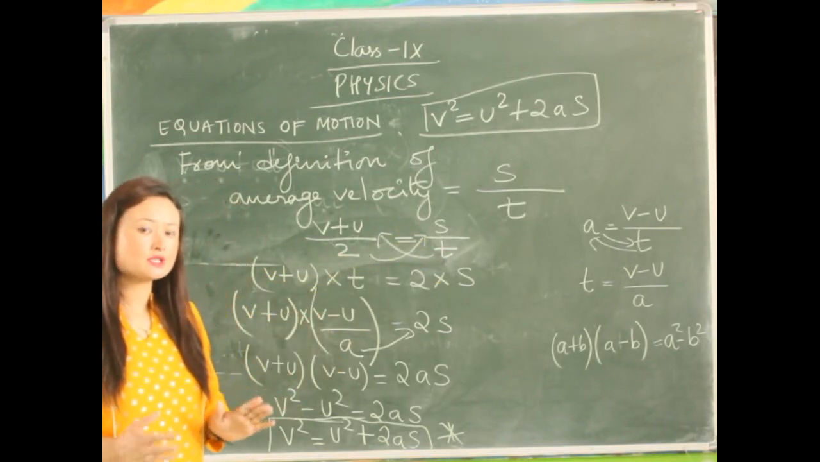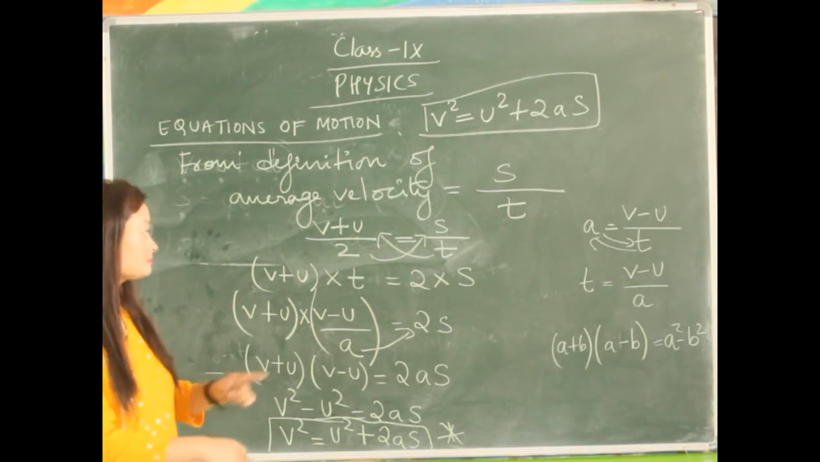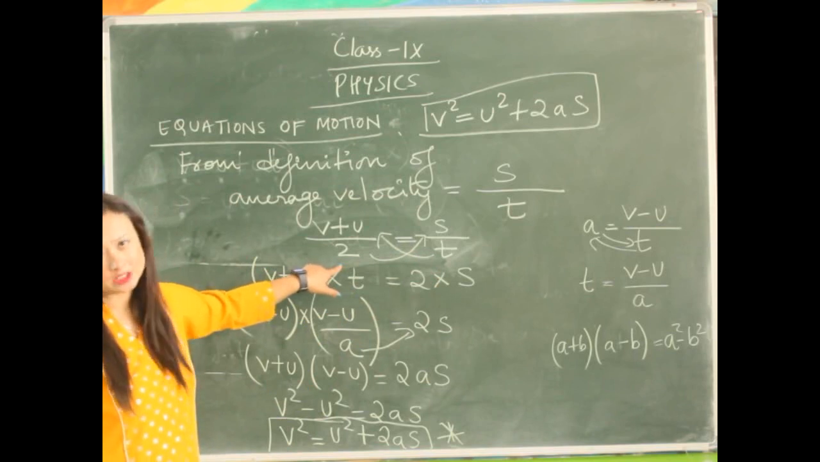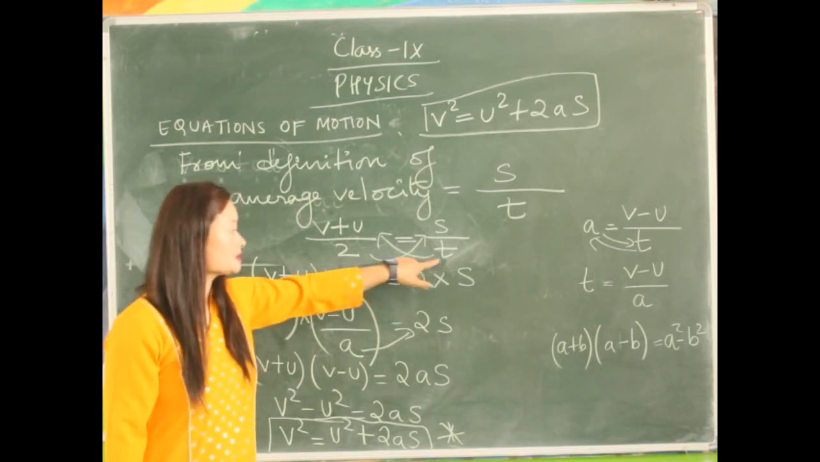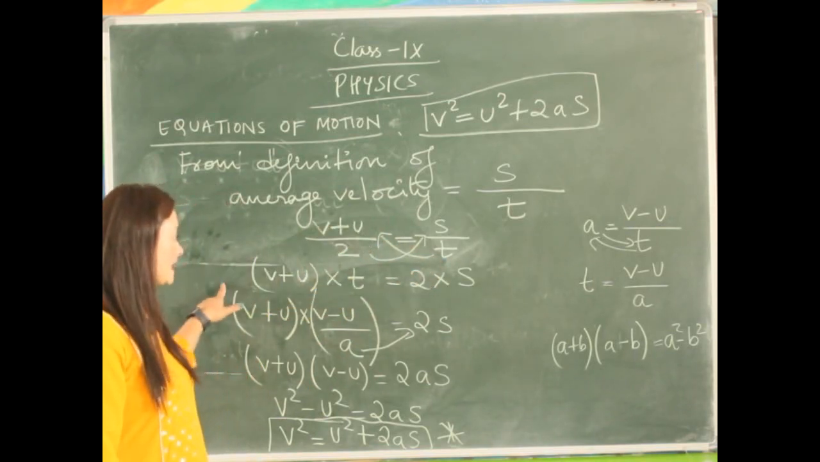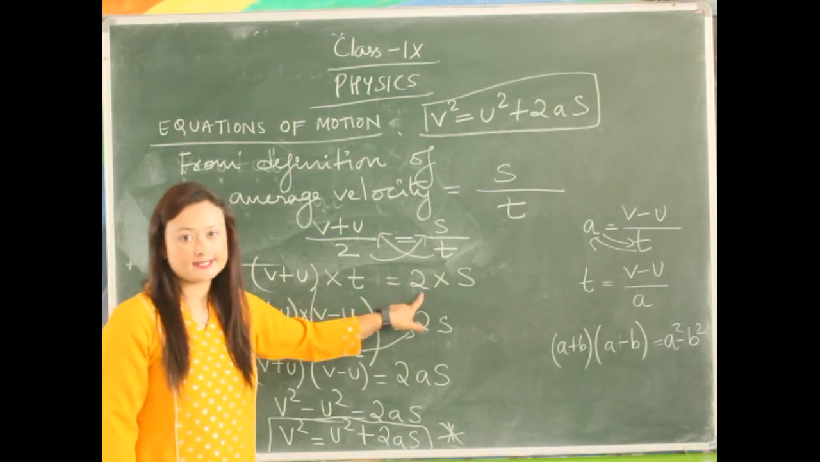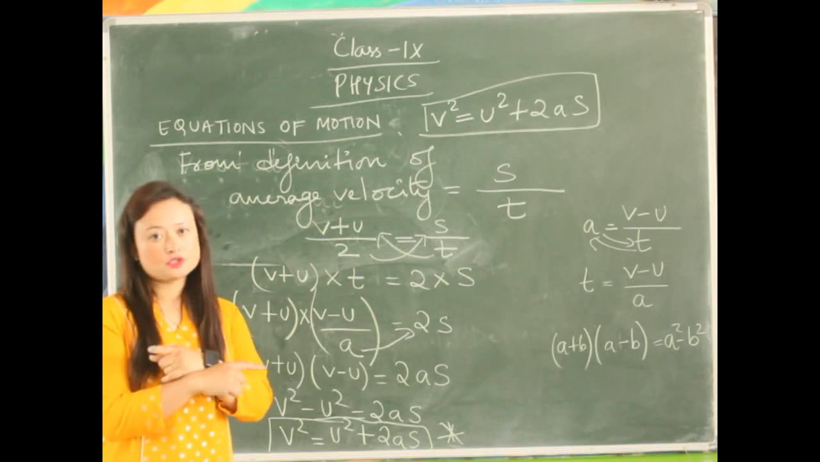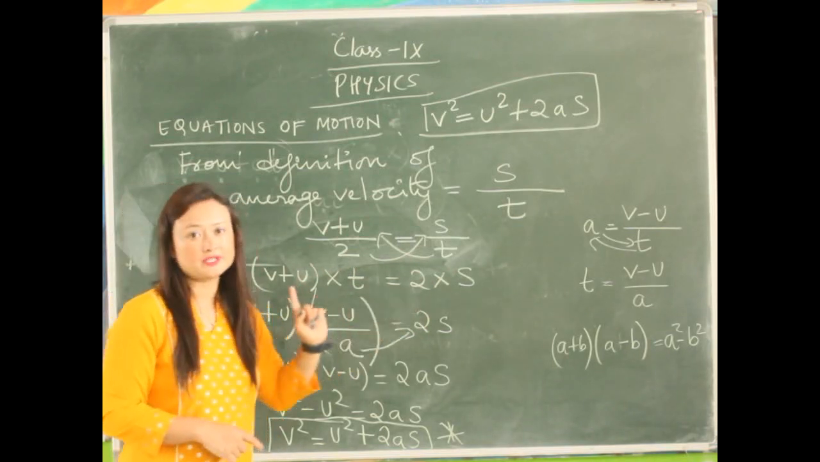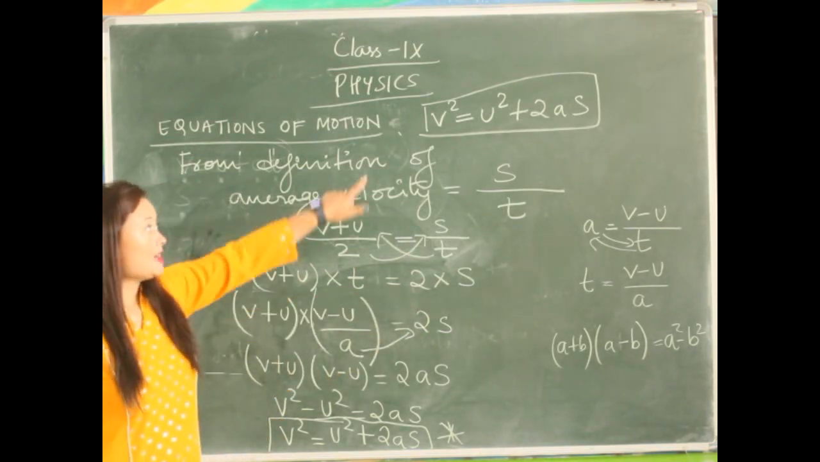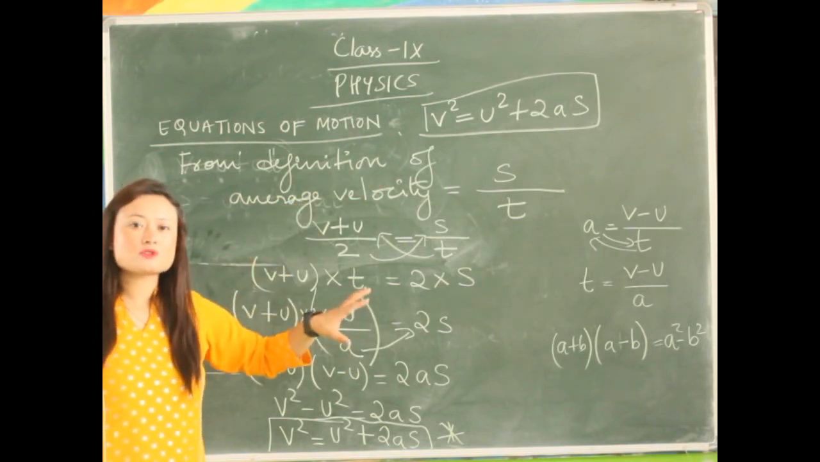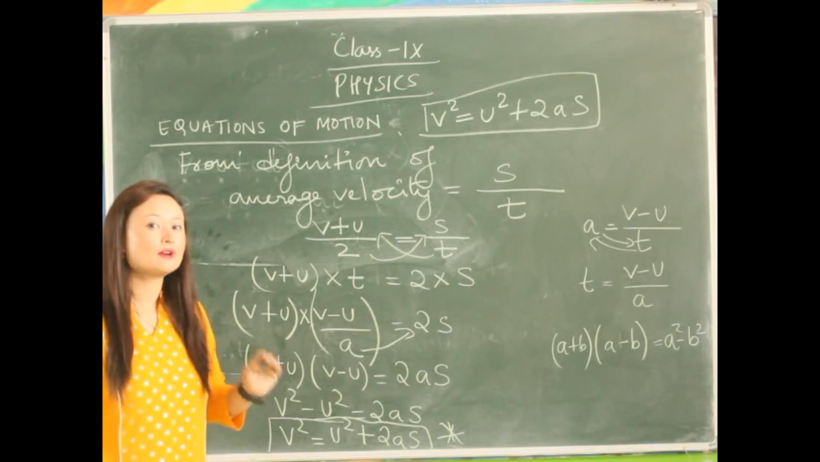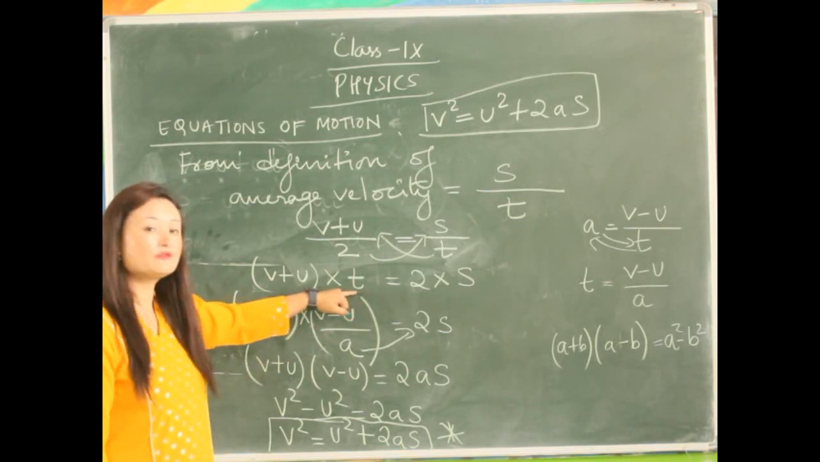So what do we do next? We cross multiply. When we cross multiply, we are just removing the denominators. So t goes to the left hand side and 2 goes to the right hand side. And since they are in the denominator, when they interchange their position, they go to the numerator. Now, I've told you that the third equation of motion is independent of time. That means we have to remove this t.